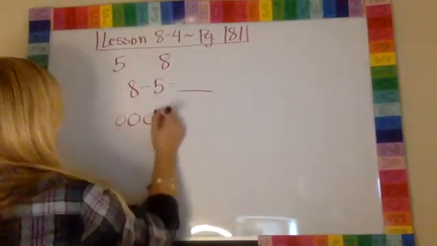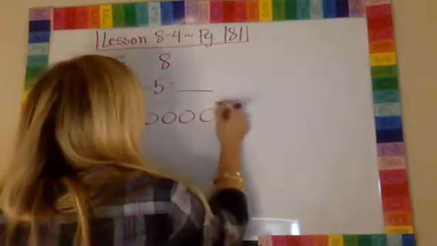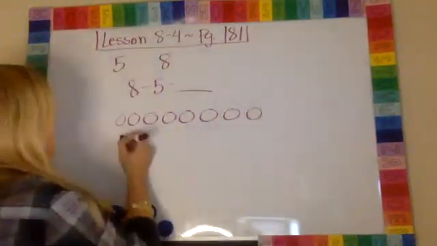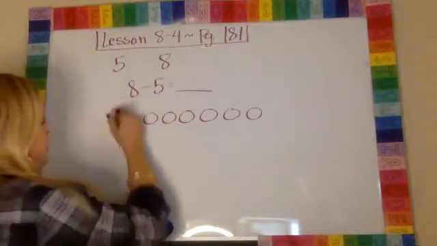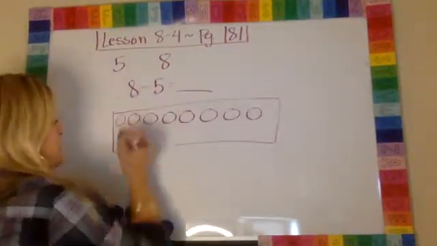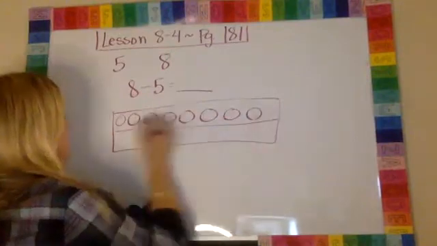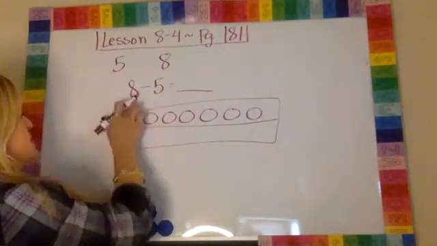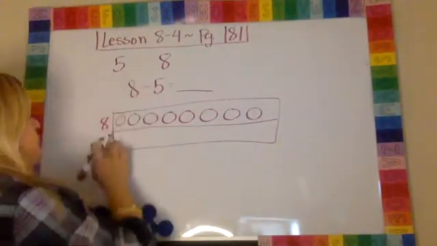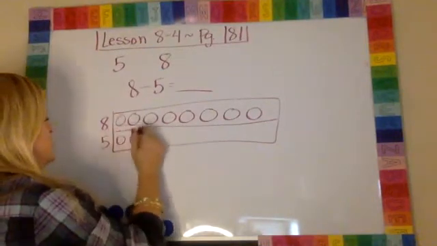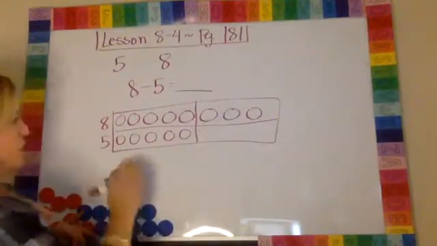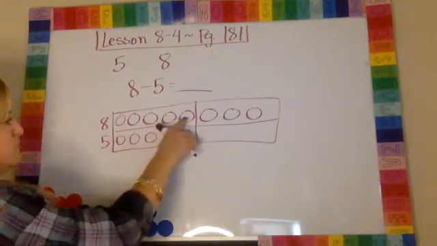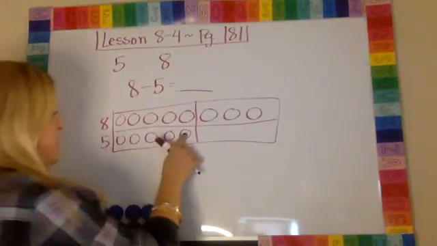1, 2, 3, 4, 5, 6, 7, 8. And then I'm going to draw the lines. And then down here, I have to plug in my 8, plug in my 5. 1, 2, 3, 4, 5. Draw my line where they all have a partner.